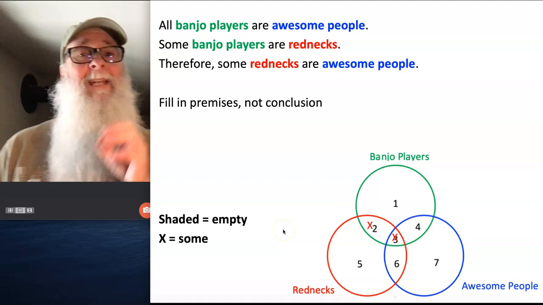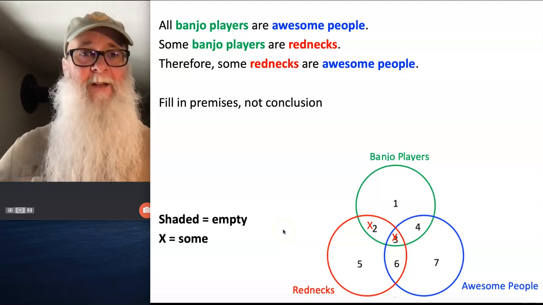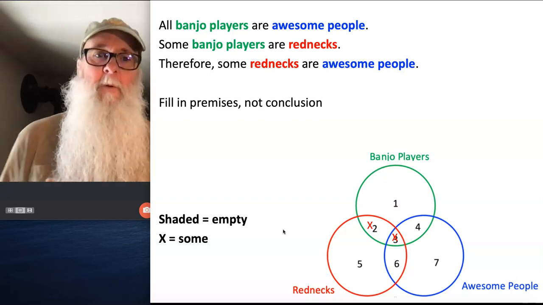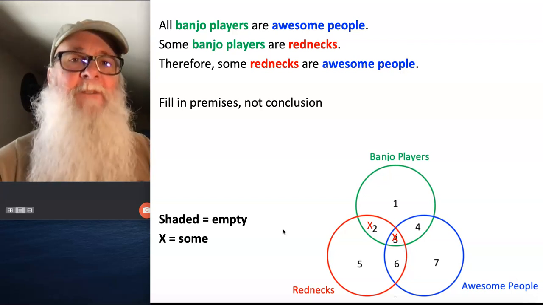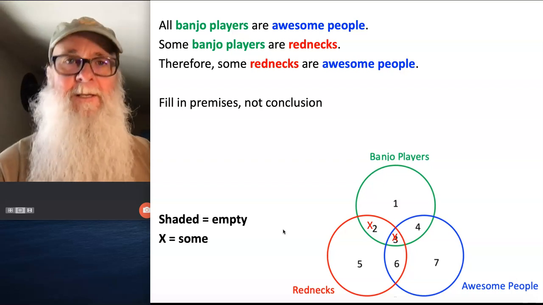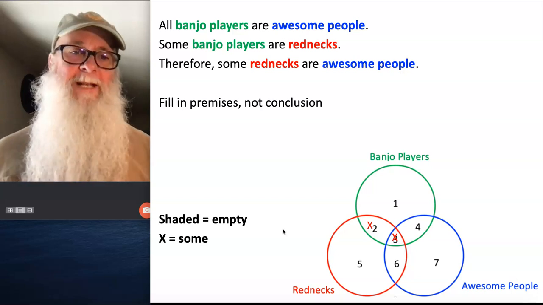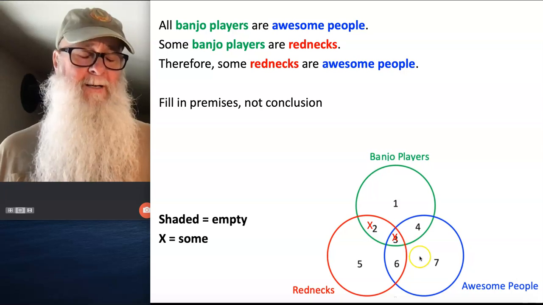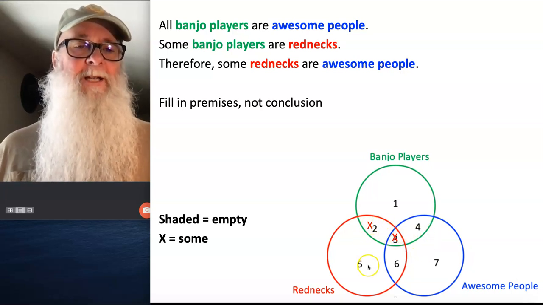Okay. Now we get only one X. So where does the X go when I've got 2 possible locations to put it? And the answer is, well, I don't know, because anything in area 2 is as much of a banjo player as anything in area 3. And it's as much of a redneck in area 2 as it is in area 3. It's not more of a banjo player or more of a redneck because it exists in area 2 outside the awesome people category. These are equally members of banjo players and rednecks, okay?